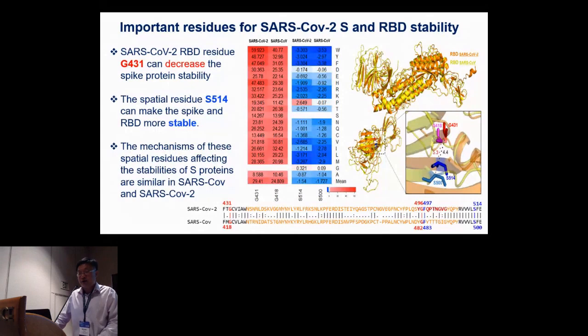Then we identified S514. In the sequence it is far away, but in the structure it is very close. We found that most mutations in this residue could make the receptor binding domain more stable. We also found very similar patterns in SARS-CoV-1.